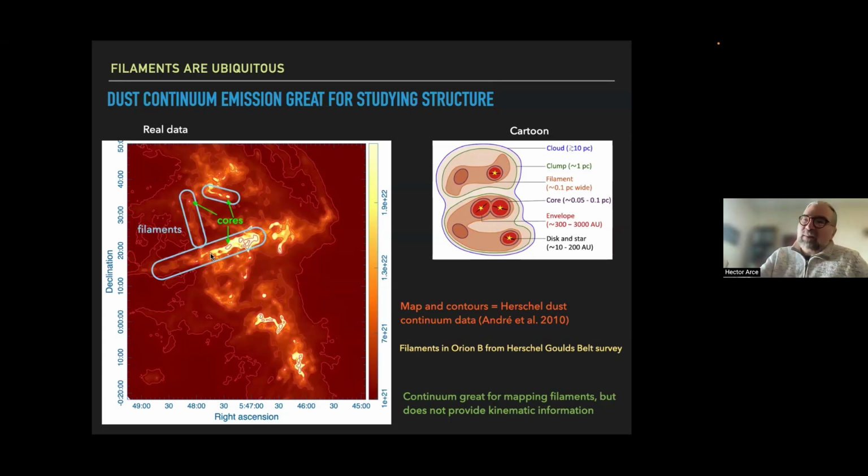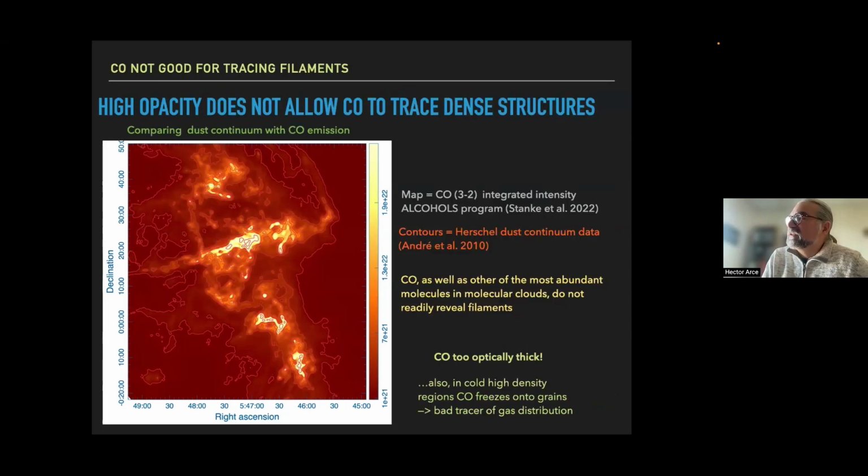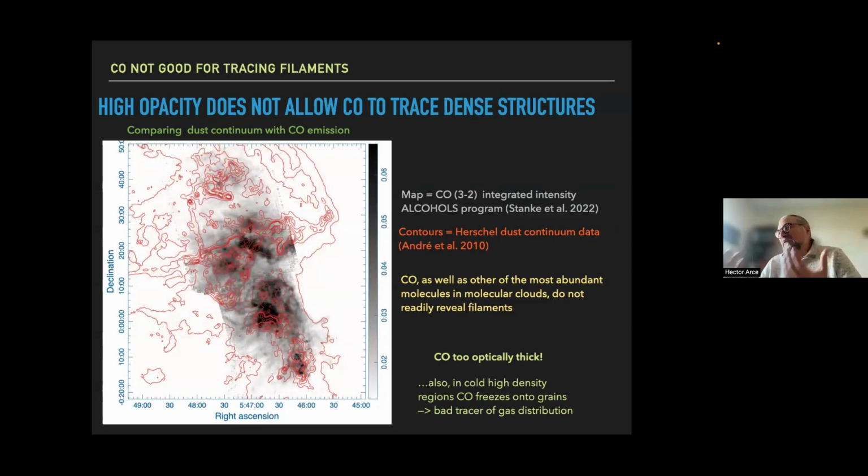So dust continuum emission, because dust emits, and we can detect that in the millimeter, is great for understanding the structure of the cloud. But unfortunately, unlike the gas, you cannot study the kinematics of the environment because you don't have any information of that from the dust continuum emission. So instead, you have to observe the gas, the molecular gas, in the same region in order to understand the kinematics, how the gas moves around.